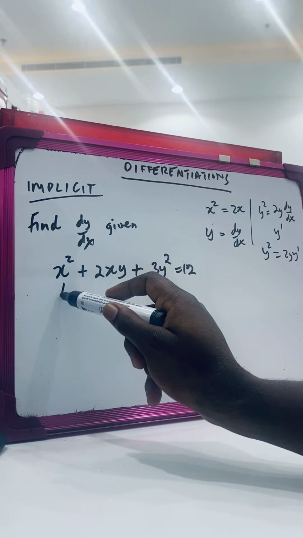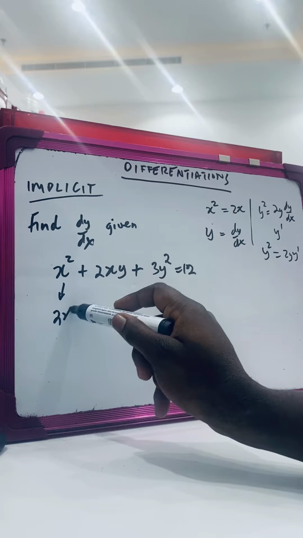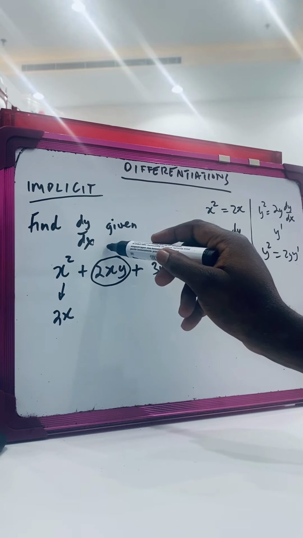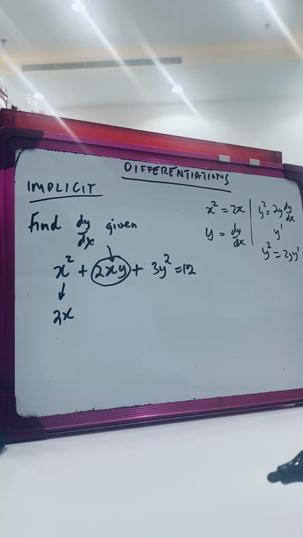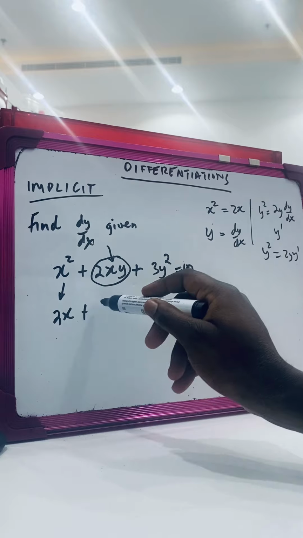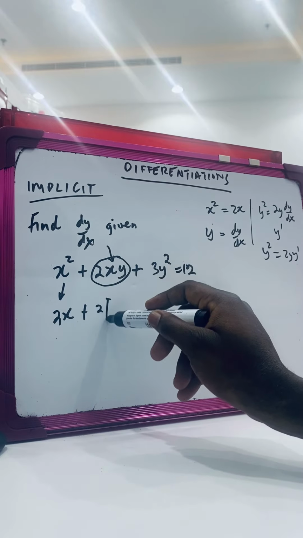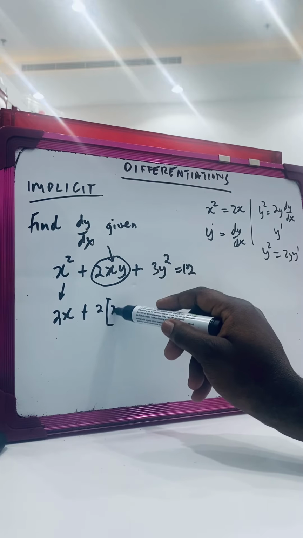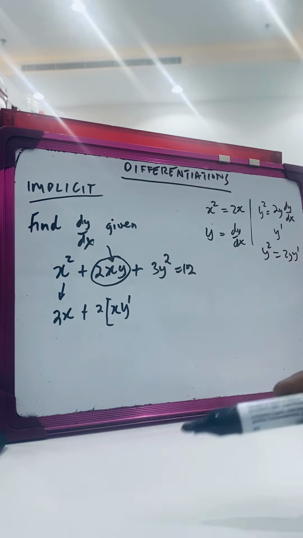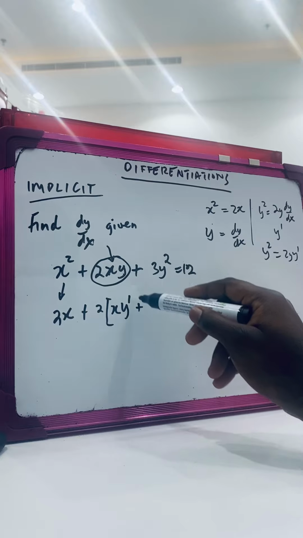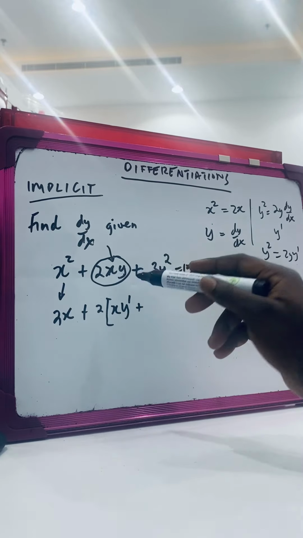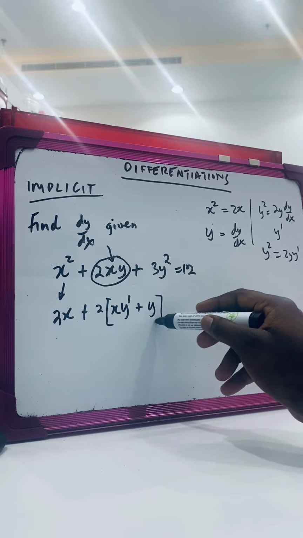So if I take x squared, I only have 2x. But if I take 2xy, I see a product. So I have to deploy the product rule here. So I'll keep my 2, hold x and derive y. I have x and y prime. Now hold y and derive x. If I derive x with respect to x, it's just 1. So I have y again.